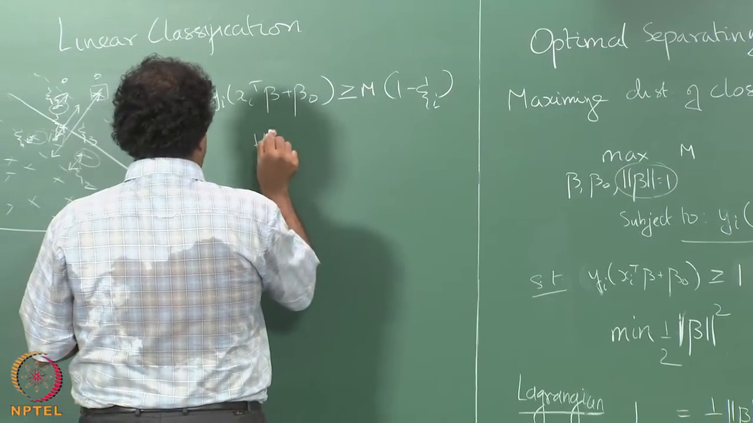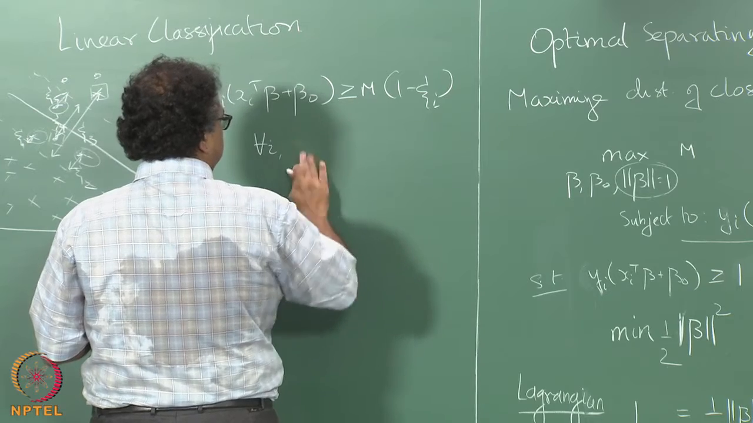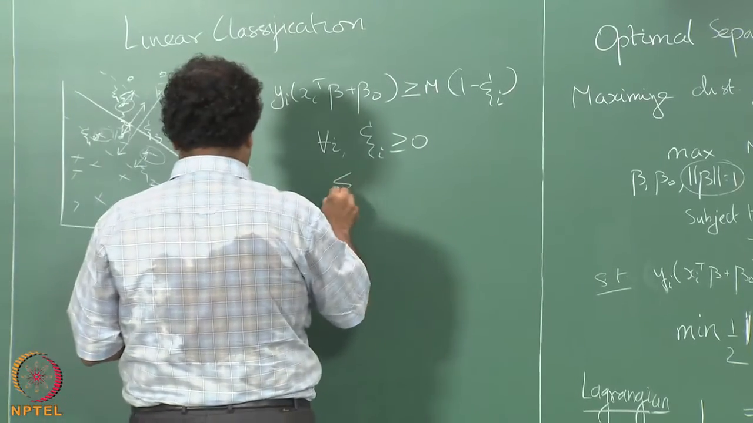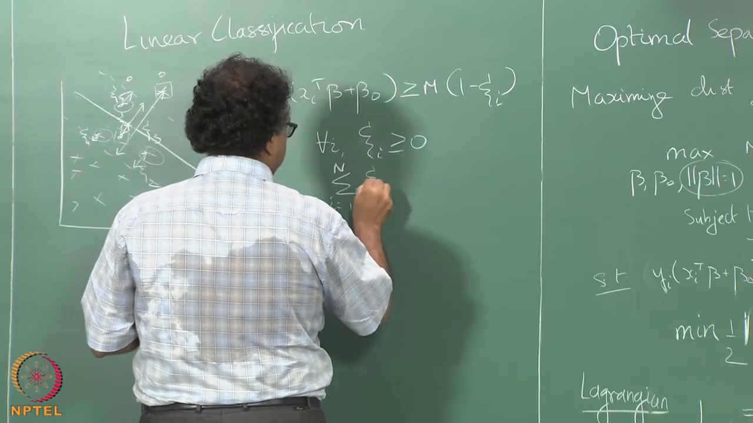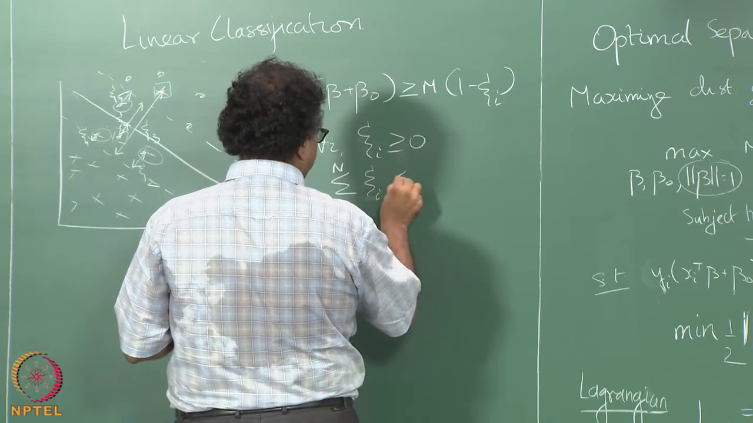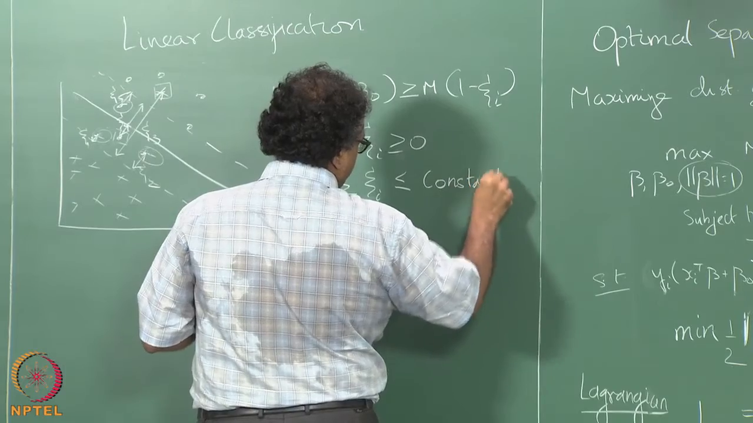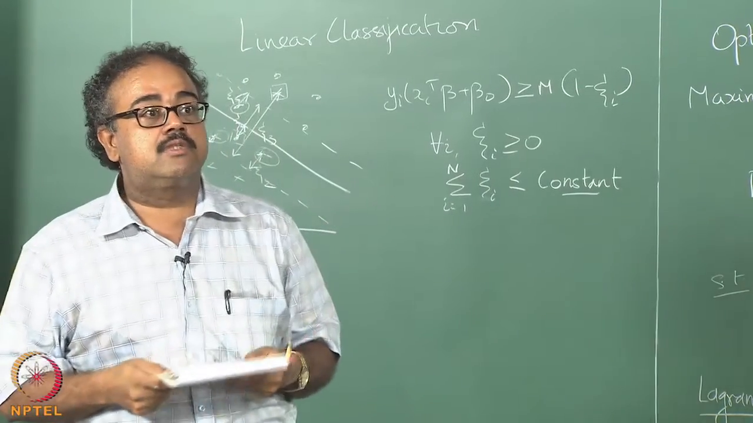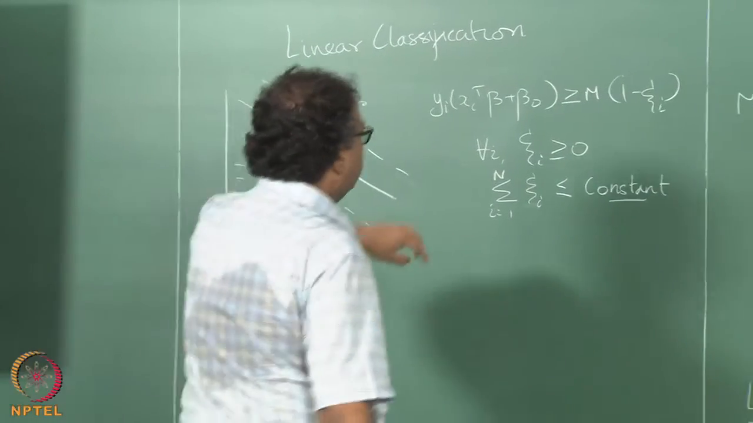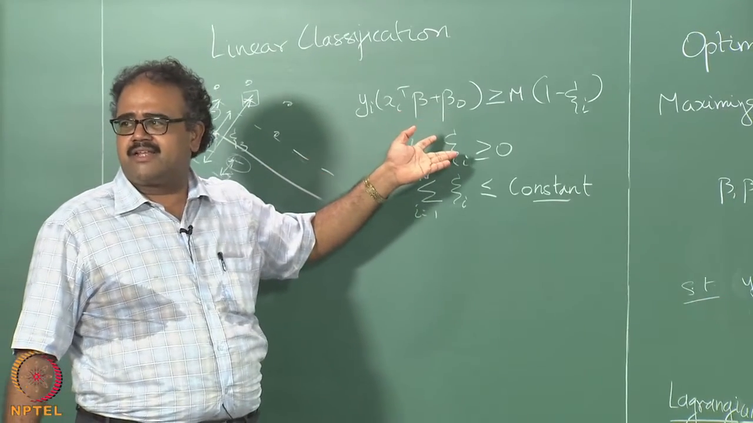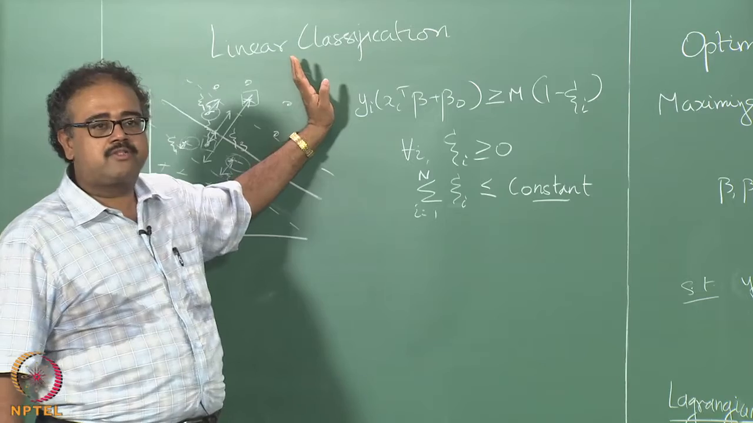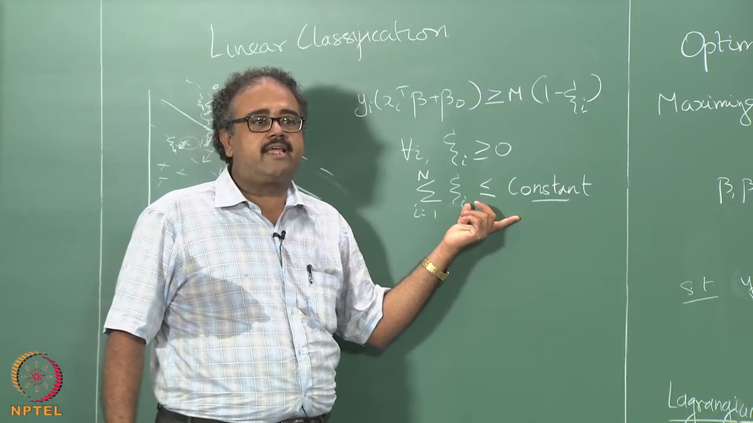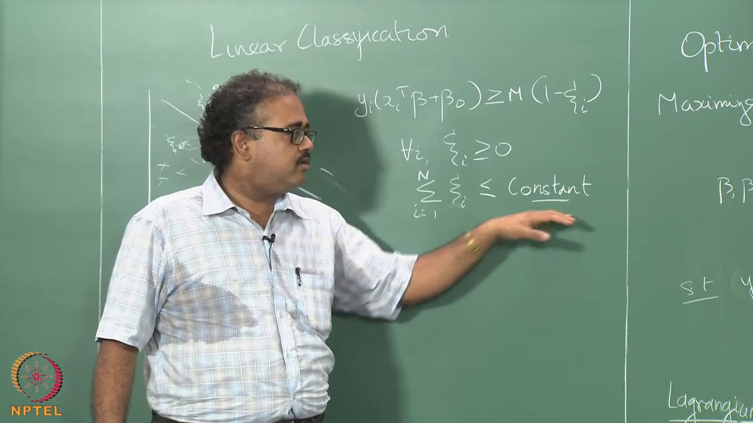So what are the constraints we have? The first constraint I have is that all xi i's have to be greater than or equal to 0. I don't care about points going to that side of the margin. And the second thing is whatever we have been talking about: I don't want the xi i's to be very large, taken in total. So I want to upper bound them by a constant.